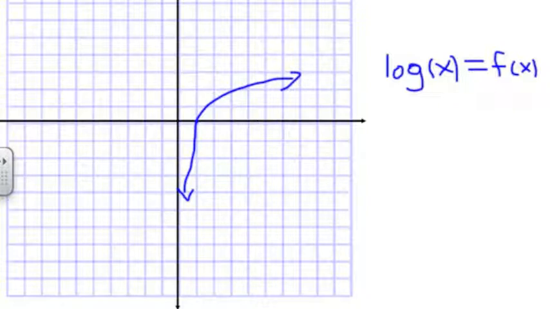Also, when the function has an outcome from 0 to 1 as a fraction, it is flipped, just like this.